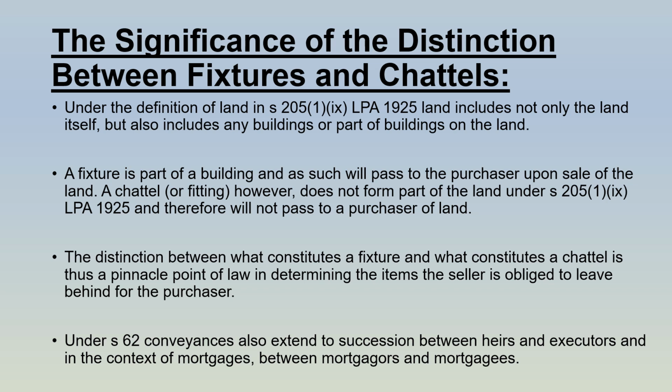A chattel, however, does not form part of the land under Section 205 and therefore will not pass to a purchaser of land. The distinction between what constitutes a fixture and what constitutes a chattel is thus a pinnacle point of law, as it will determine which items the seller is obliged to leave behind for the purchaser and which can be removed by the seller in a sale of land. This is also an issue in the context of succession between heirs and executors, and in the context of mortgages between mortgagors and mortgagees.